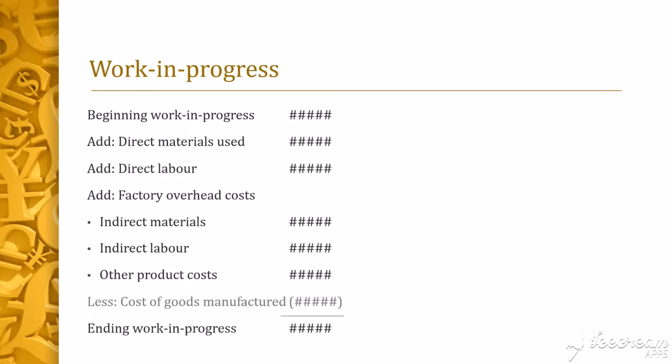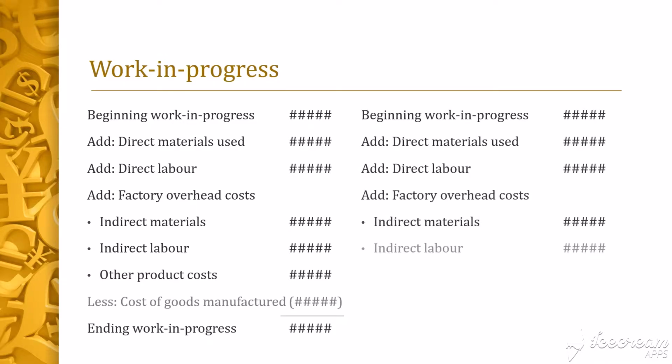We can use the direct materials used figure computed earlier on, and we know the labor costs, factory overhead costs, and the beginning and ending work in progress balance. So we want to find the cost of goods manufactured. Rearrange the equation like before, and this is how we compute the cost of goods manufactured.